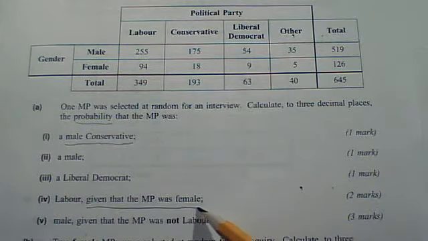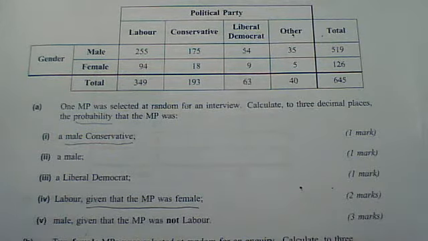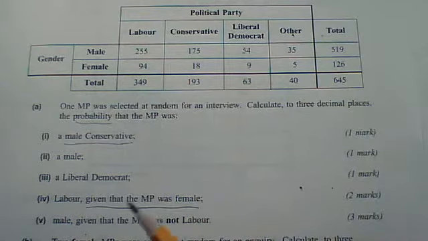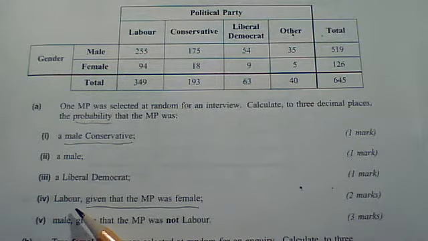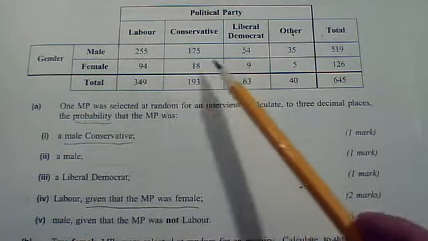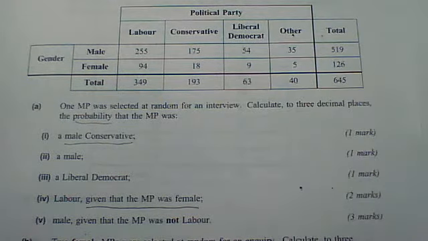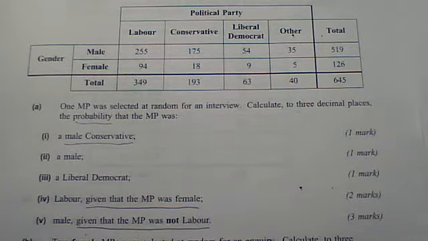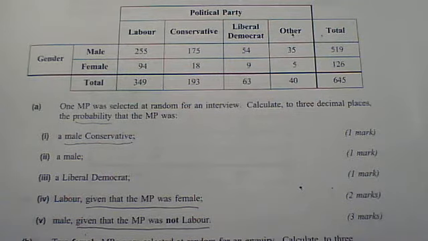Now, we're given the MP was female, so we can ignore all the data in the table except for the data relating to females. So we're simply looking at the numbers in this row. We need to find the number of Labour MPs in that row and divide by the total, which is the total number of females. And similarly in part 5, this time we're only interested in the data in the table where the MP is not Labour, so we've again got a restricted total that we'll be dividing by.